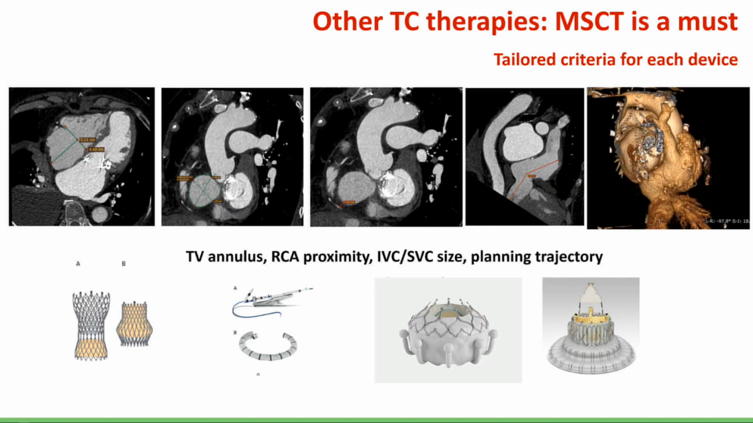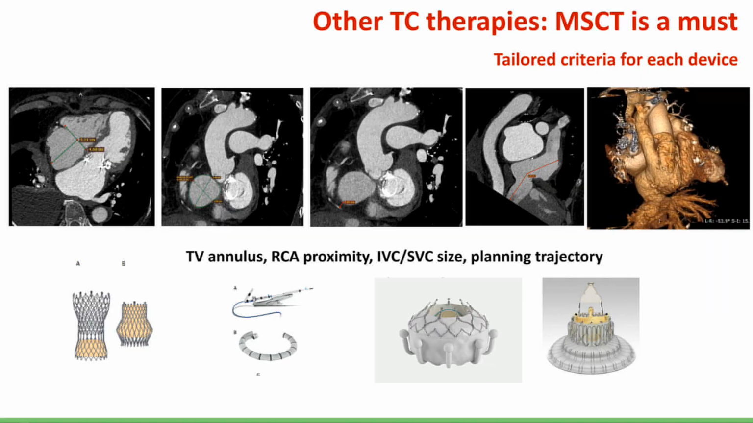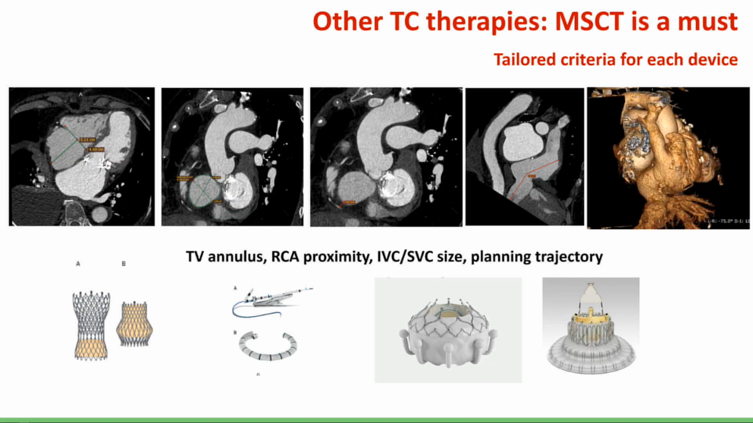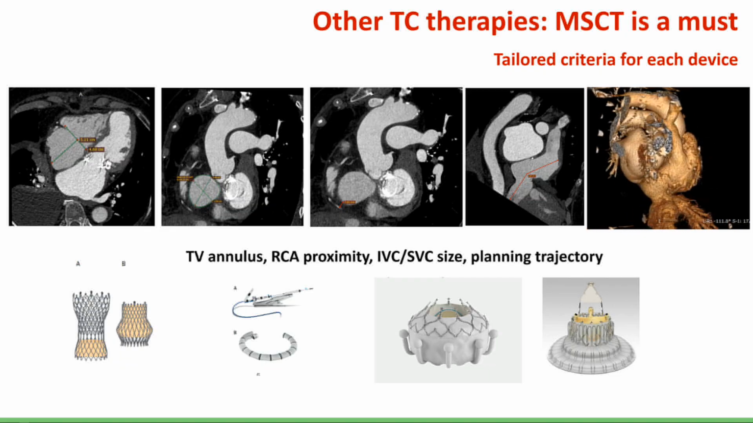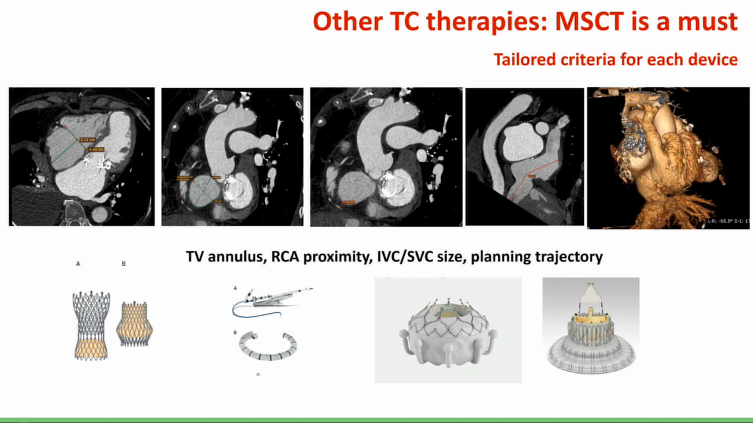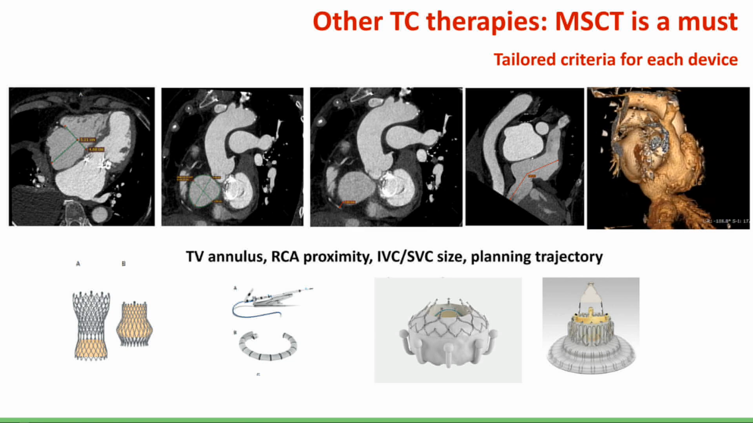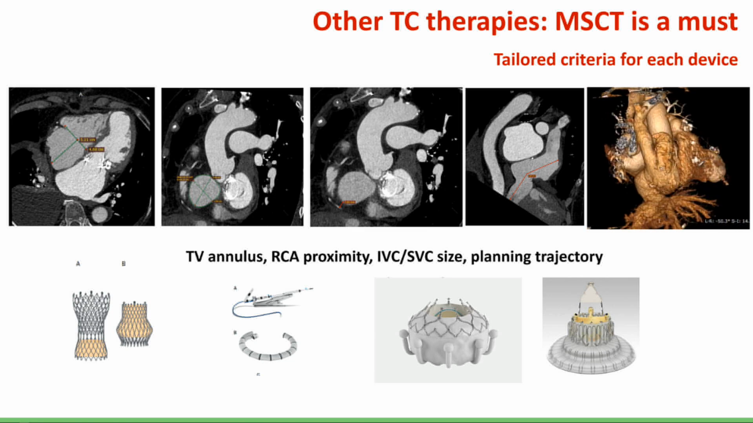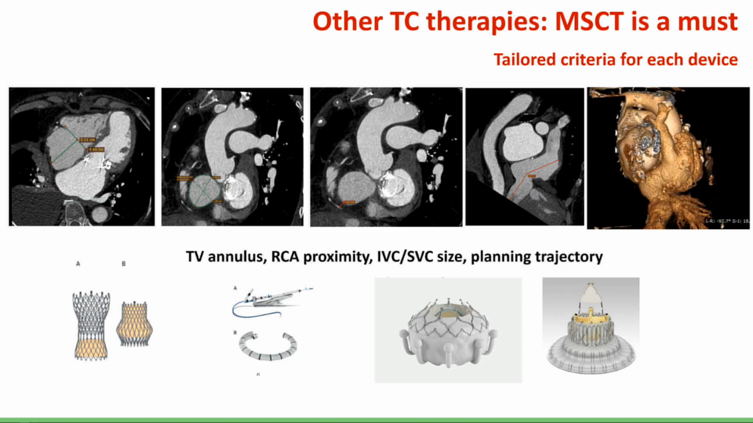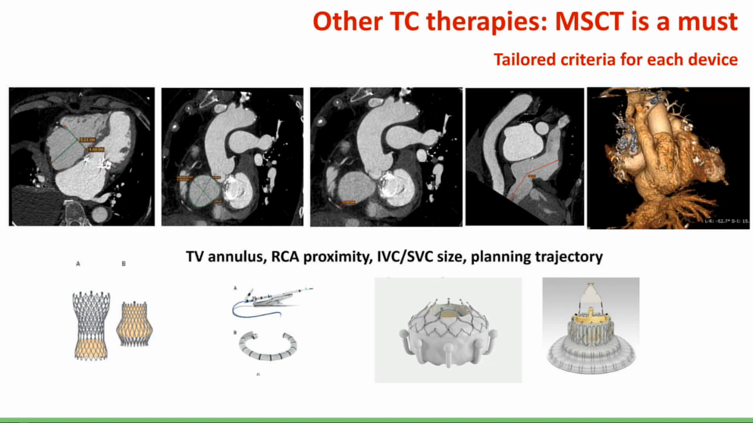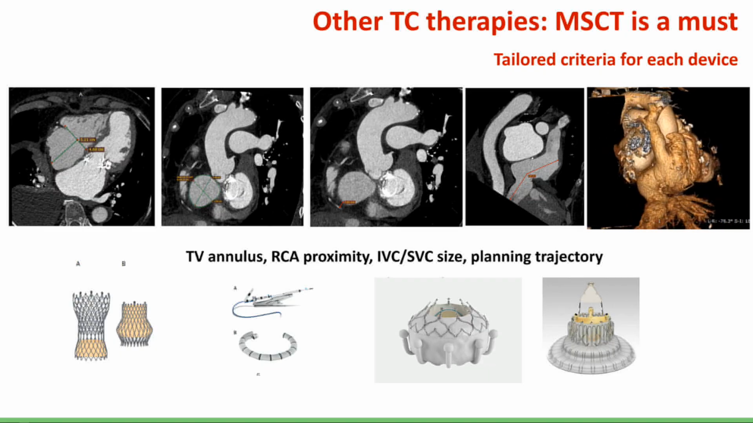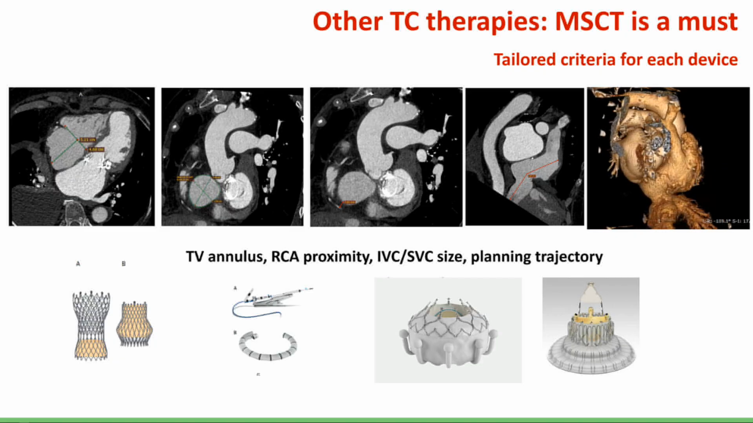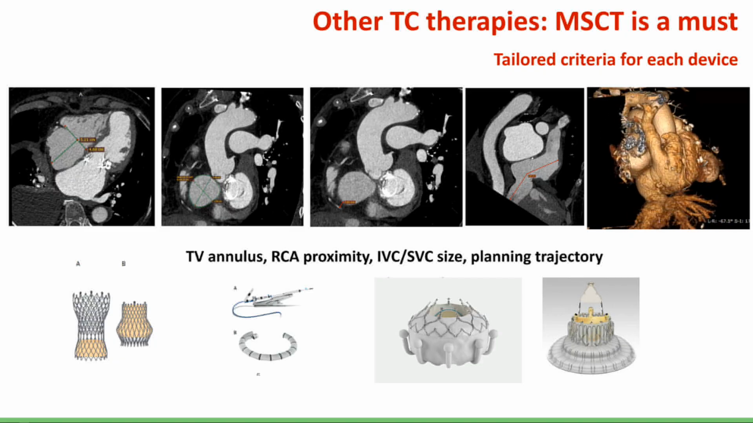Finally, other therapies, mainly percutaneous annuloplasty and orthotopic and heterotopic replacement, always need CT. Why? Because we need precise measurement of the sizing of the annulus. This can also help in the access, depending on how the inferior vena cava goes into the right atrium, and also for the sizing for heterotopic valves, bicaval systems. So the multimodality imaging is also important.